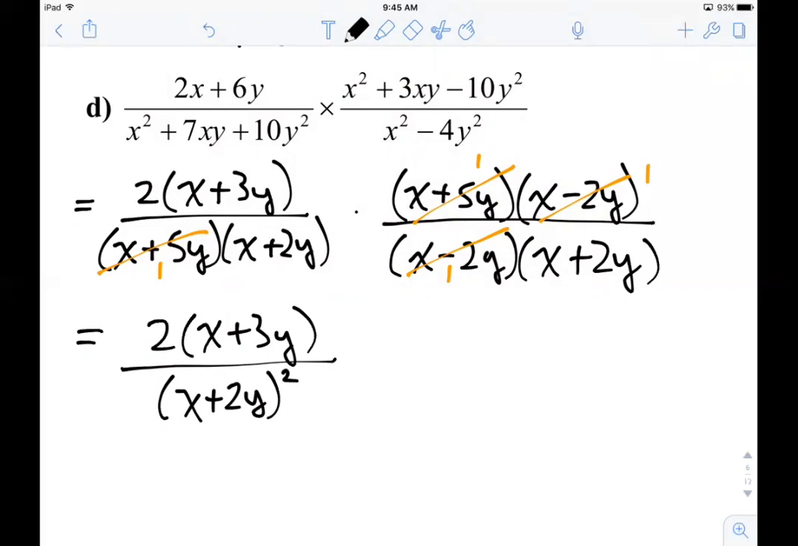And now, can't forget in the end to state my restrictions. So what can x not be equal to? Well, again, in this case, it's not specific numbers, it's how they relate to y. So x cannot be equal to, for example, negative 5y. Because if it was exactly negative 5 times your y value, then that x plus 5y bracket would equal 0. For similar reasons, it also can't equal 2y or negative 2y.